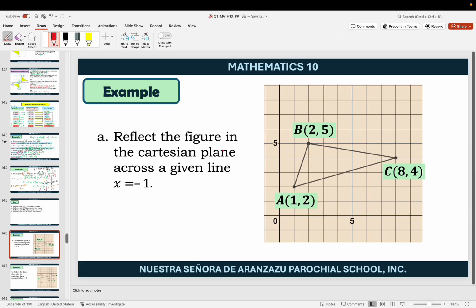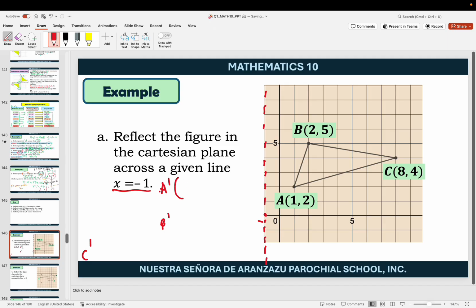Okay, paano naman kapag sa mga figure? So, for example, point B is 2, 5, point A is 1, 2, C is 8, 4. Sabi dito, across a given line, x is equal to negative 1. So, ibig sabihin, since andito si negative 1, you're going to draw a broken line here to indicate that this is the line of reflection. Nag-draw tayo ng vertical line. Then, saka nyo kunin yung point A, A prime, B prime, and C prime.